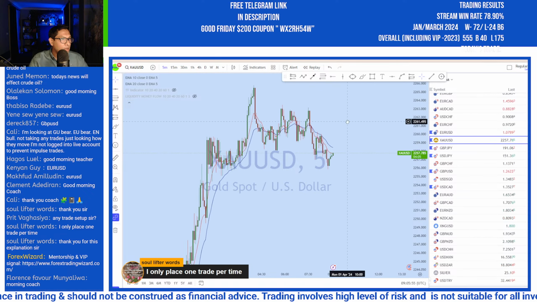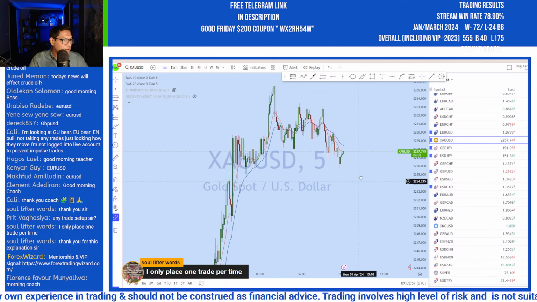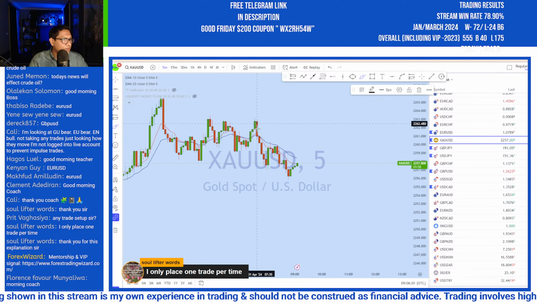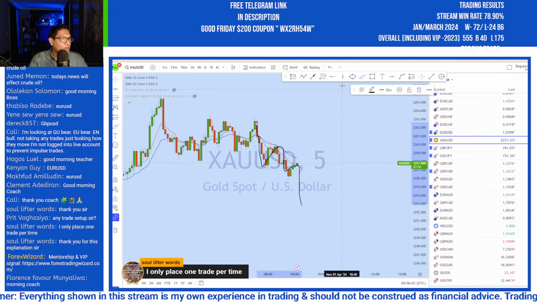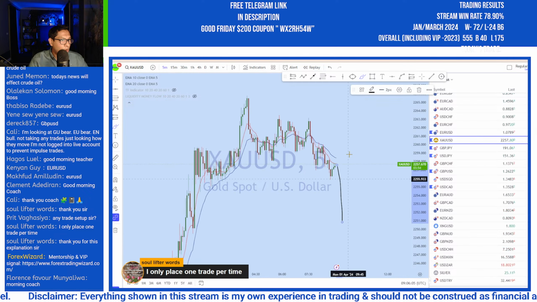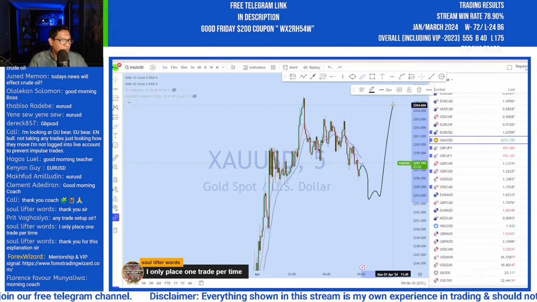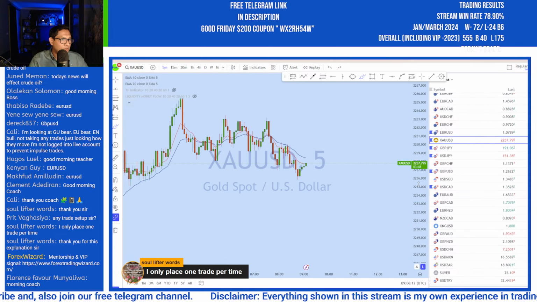Here is gold in this lower time frame. This is a local bearish pattern, which is still in the 5 minutes. If you look at it, it's a local downtrend, expecting it to drop deeper, grab that liquidity, and then revert back to the upside.